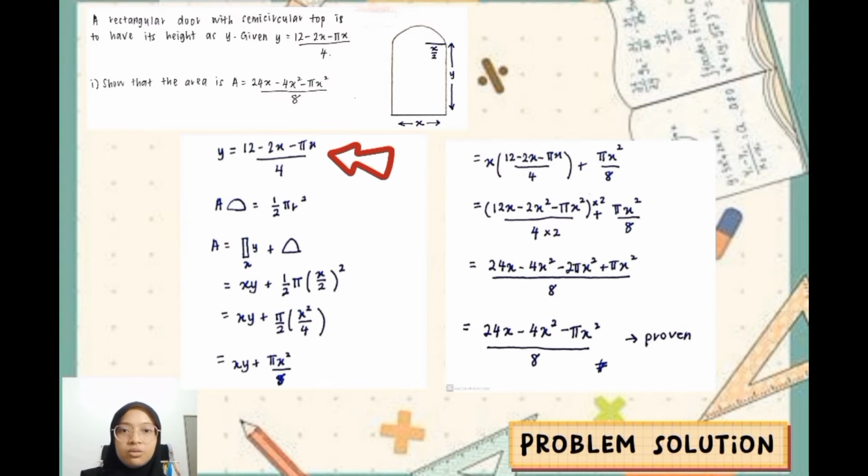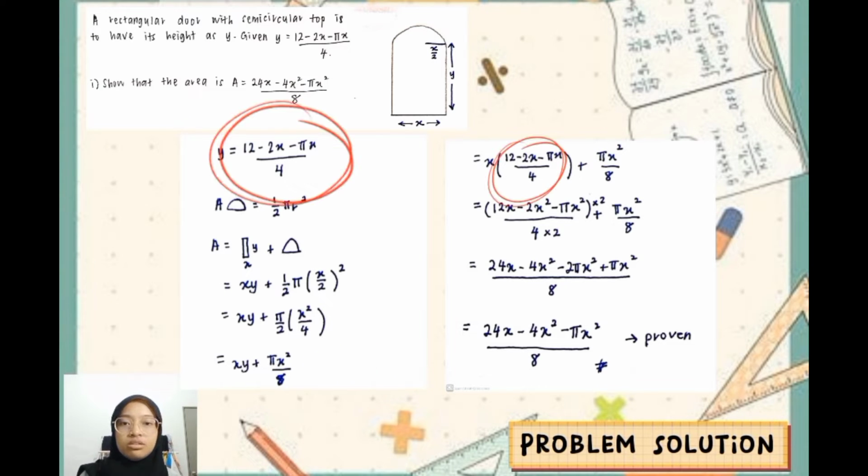First, we write the information we have, which is the value of y. And then the area is given by the area of the rectangle plus the area of the semicircle. Please note that the area of the semicircle is 1 over 2 pi r squared, with r substituted as x over 2. So now we simplify this and get xy plus pi x squared over 8.